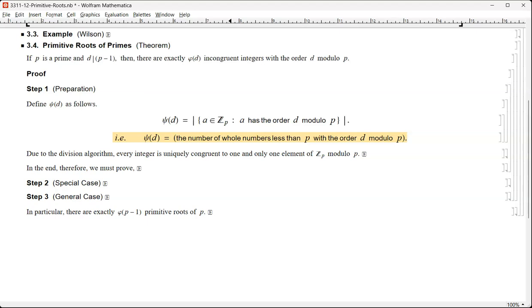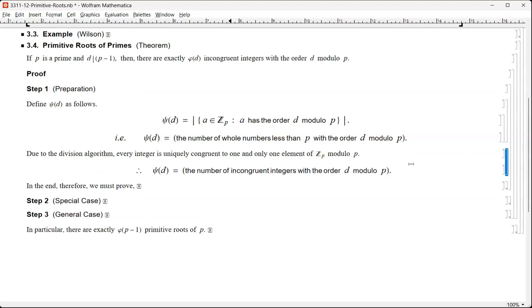And then, due to the division algorithm, every integer is uniquely congruent to one and only one element of Z_p mod p. You see, divide by p and take the remainder, and you're going to get one and only one from Z_p, from 0 to p minus 1. Therefore, any integer can be reduced to a remainder in Z_p modulo p, so we can make this conclusion. Phi of d is the same as the number of incongruent integers with the order d mod p, the precise quantity that we are looking for, and this theorem claims it's phi of d.